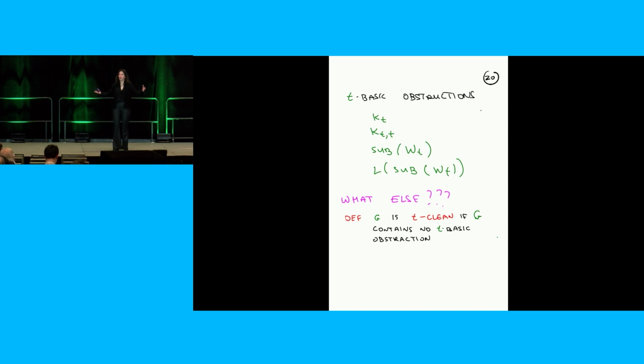So now suppose I've excluded one of each, right? So I excluded K_t and K_{t,t} and the subdivision of W_t and the line graph of a subdivision of W_t. And now the question is what else, right? That's where we are. Now we are at the what else stage. So from now on, I'm going to assume that I've excluded these, we call them basic abstractions. So I'm only going to think about what we call t-clean graphs, which means graphs where the things we know we already excluded.